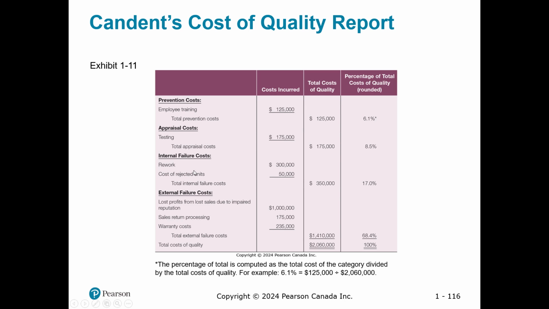Internal failure costs, we got a lot of rework, and we've got rejected units, right, which we have to dispose of. And then we have the external costs. We've got a loss of our reputation, $1 million. This is an estimate, of course. Sales returns, this we know. And then warranty costs. And so you can see the cost of quality is $2,060,000, right? A huge percentage of that is the external failure costs. So keep in mind that these costs can be pretty significant.